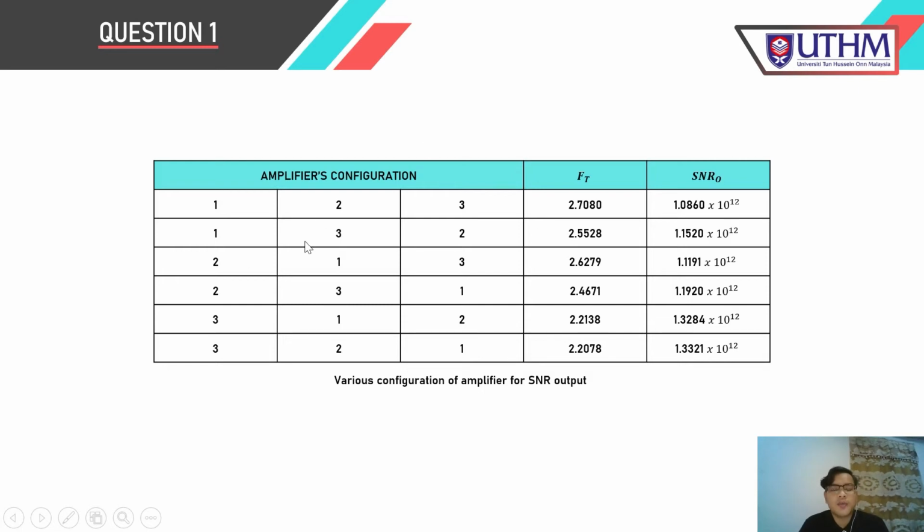So from here we can get the total noise factor for each configuration. For the conversion 3 2 1, the lowest total noise factor is 2.2078. So when we get the lowest noise factor, we also get the highest SNR output. The highest SNR output calculated is 1.3321 times 10 to the power of 12.